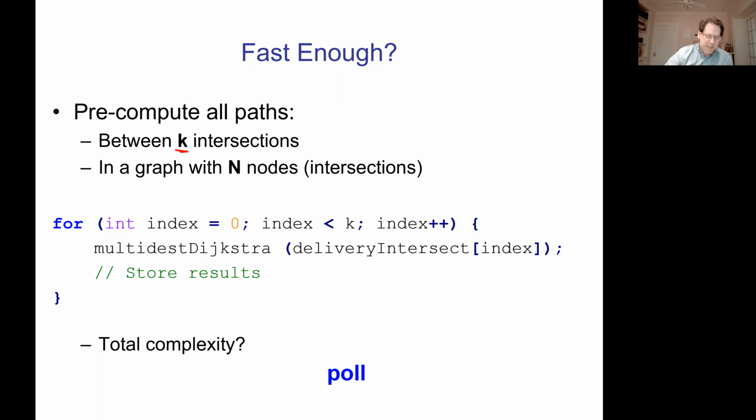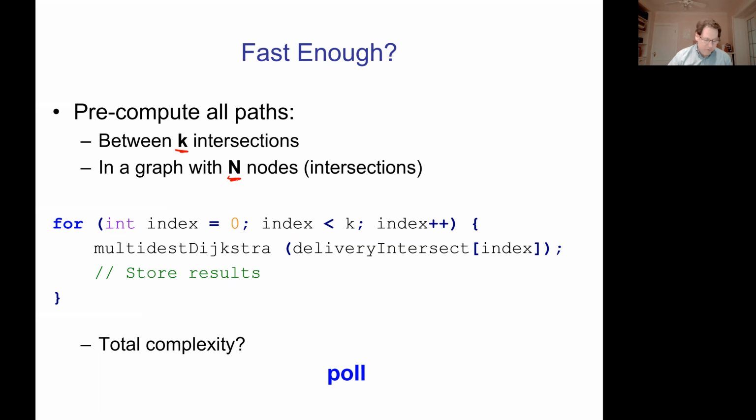Okay, so we're going to have k interesting intersections. Again, I just showed you that if we have 100 deliveries, then k is about 200. About 100 pickups, 100 drop-offs. And we've got a graph with n nodes. N is pretty big. In most of our cities, it's 100,000 to 1 million nodes.